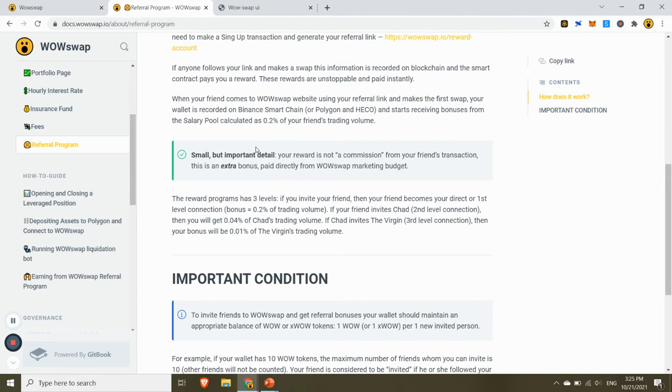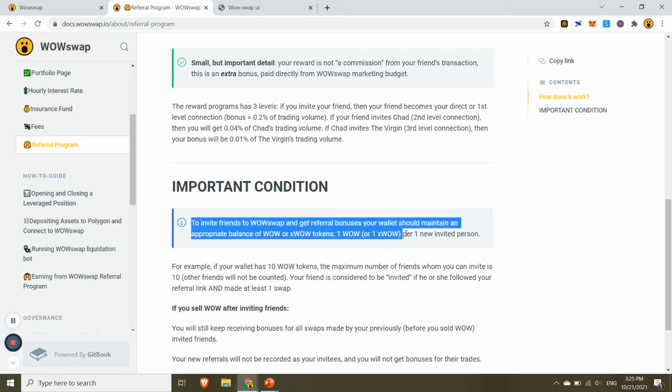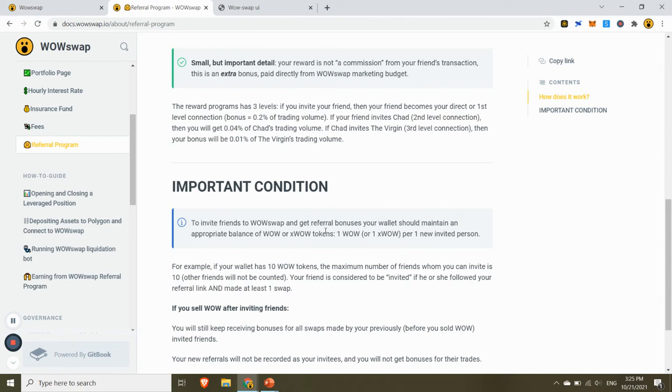A very important condition is that this is not a commission from your friend's transaction. This is actually an extra bonus that we are sponsoring from our marketing budget. Another very important condition is that in order to earn from WOWswap, you need to have skin in the game. For that, for every person invited to trade, you have to have one WOW. So if you want to invite 10 friends, you should have 10 WOW tokens in your wallet.